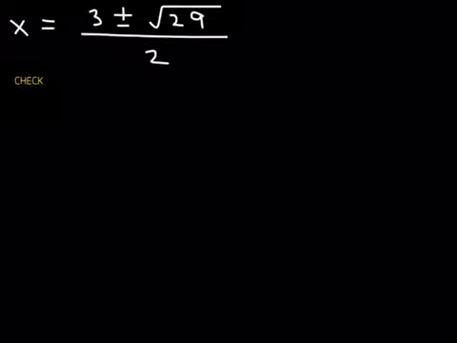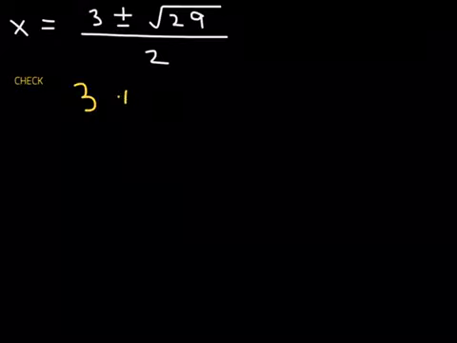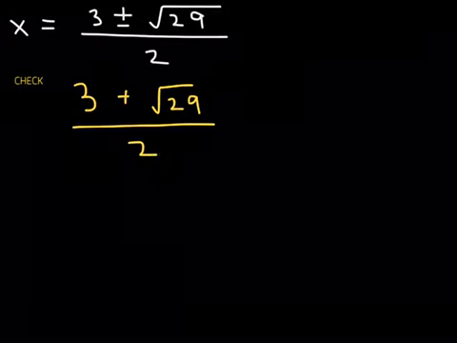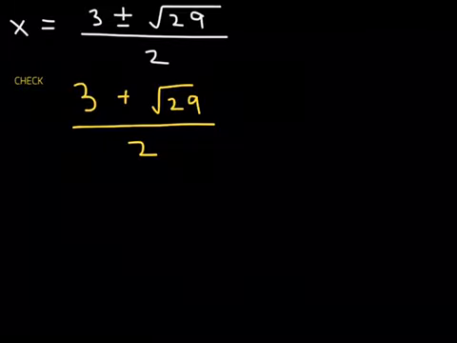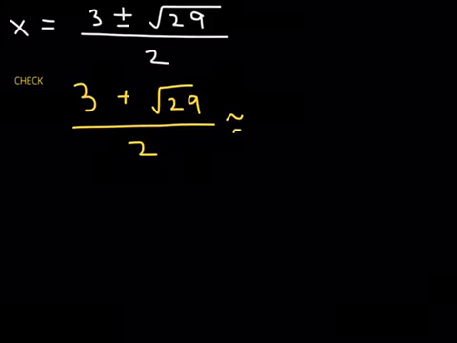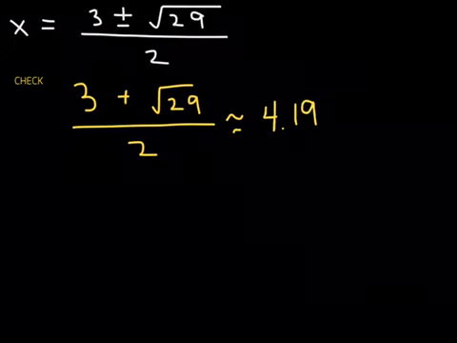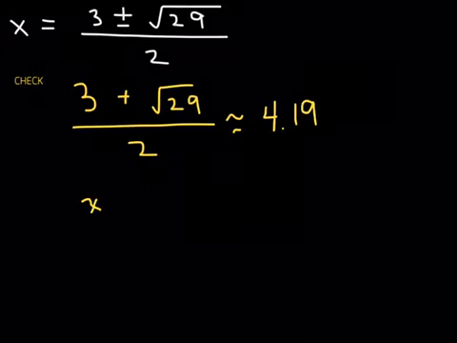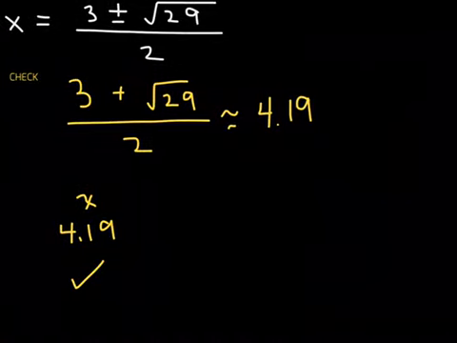The first answer we're checking is 3 plus root 29 over 2. Now, if you punch this into the calculator, punch in root 29, add 3 to that, and divide all of that by 2, you get approximately 4.19, okay? Do you remember what the two arguments are in the original equation? One argument was x. So when we let x be positive 4.19, that checks out. That argument is positive.